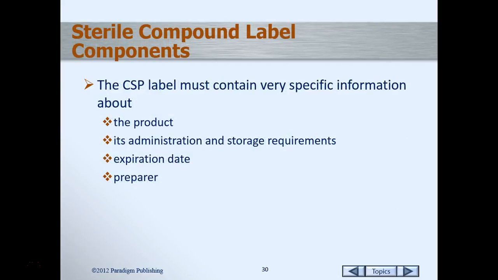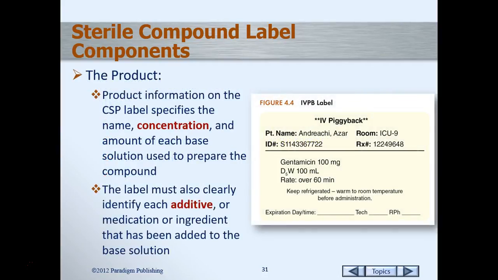On the CSP label, it has to have specific information: information about the product, its administration and storage requirements, its expiration date or beyond use date, and who the preparer is. So here's a label.